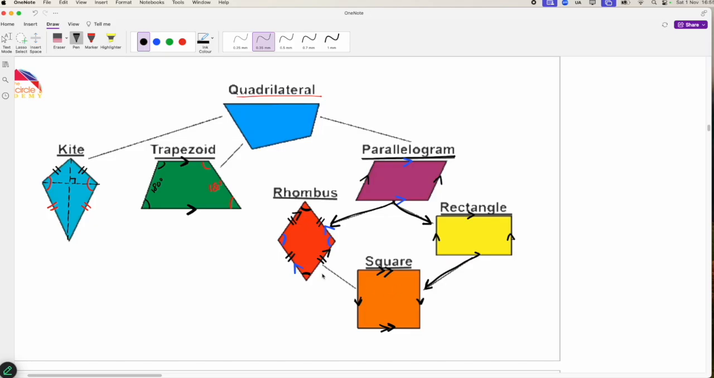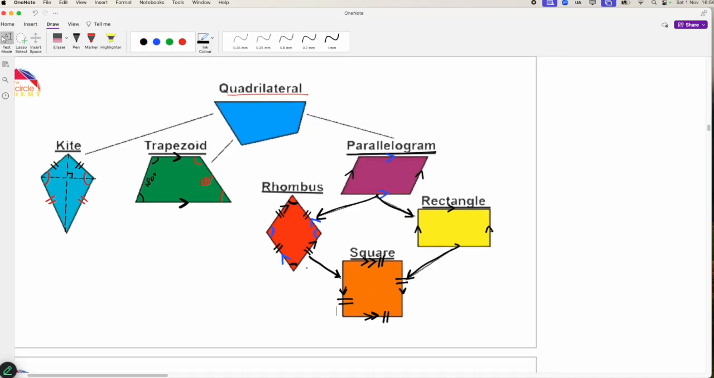But a square is also a type of rhombus, because it is the rhombus that is responsible for all of the sides being equal. All of the sides are equal in a square, so a square is a type of rhombus. And we have this nice little thing here.